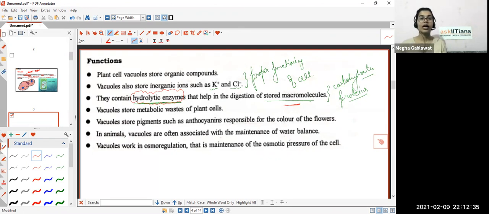That being said, they also store the metabolic waste of the plant cell. Remember when I told you that these are used for the storage of multiple things, including the secondary metabolic waste, right? Such as resins, gums, and rubber, which is not actually useful for the plant. Next thing is they could also store pigments such as the anthocyanins responsible for the color of the flowers.